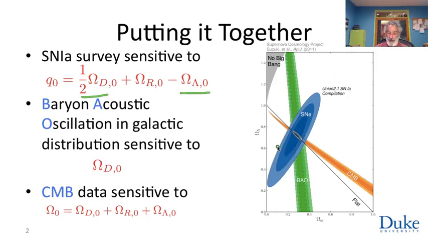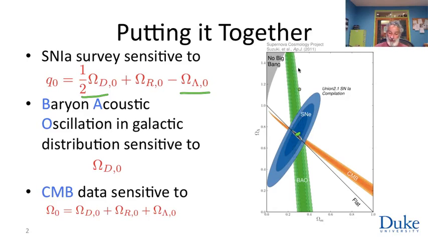On the other hand, the cosmic microwave background data is pretty much sensitive to the total density. Remember, we measured the flatness of the universe. It lays us pretty much on this line. Happily, these two are crossed, and so between them, they produce a very good prediction.